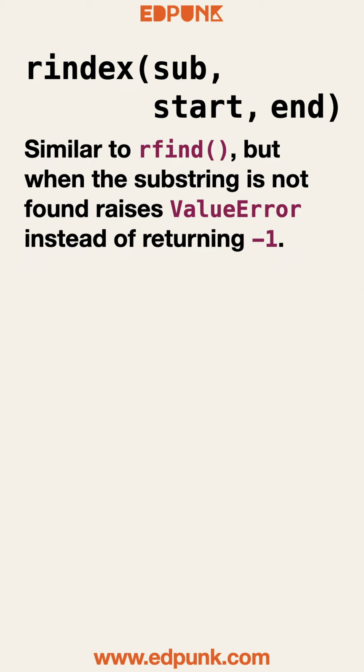Moving on to the next method. The method rindex is the same as the method rfind we discussed previously, with just one difference. Whenever the method is unable to locate the substring, it raises a value error instead of returning -1.